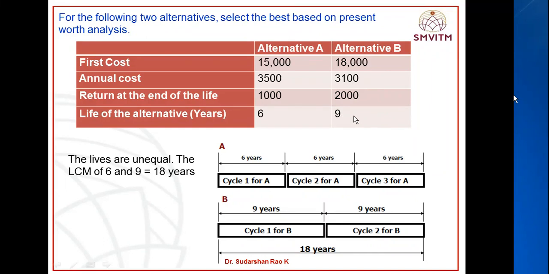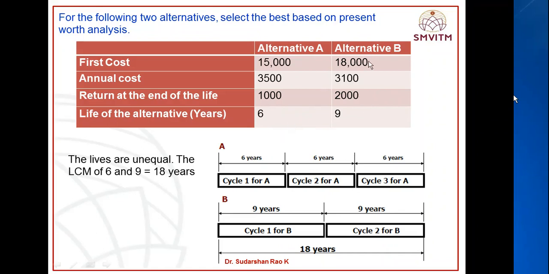See, if alternatives have different lives, then you have to convert them into equal life, because one alternative with 6 years and one alternative with 9 years cannot be compared. Therefore both alternatives should have the same life. To convert into equal life we use the LCM. The LCM of 6 and 9 is 18 years. That means both alternatives should be studied for 18 years. Same life: alternative A is to be studied for 18 years by repeating it three times.